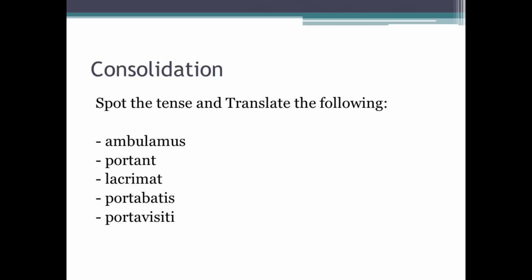Okay, let's go through the answers. Ambulamus is just an ordinary present tense and it means we walk or we are walking. Portant means they carry. Lacrimat means he, she or it cries or weeps. Portabatis is an imperfect recognised by the letters ba and it means you plural were carrying. And portavisti is a perfect tense and it means you singular carried. Well done if you got all of those right.